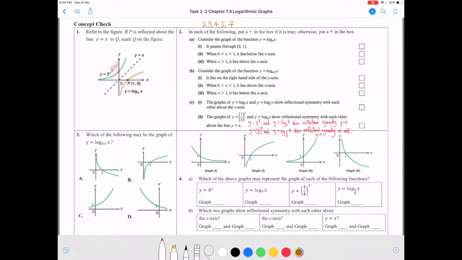A. Consider the graph of the function y equals log base 6 of x. First, if you get the function, you should be able to draw the graph. Okay, log graph. Let's look at the base. The base is 6, right? That means the base is bigger than 1. So the graph should be like this.